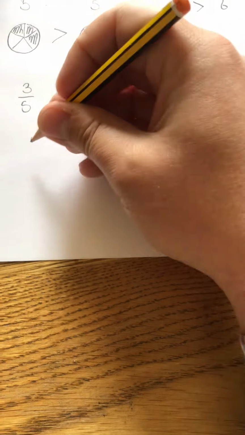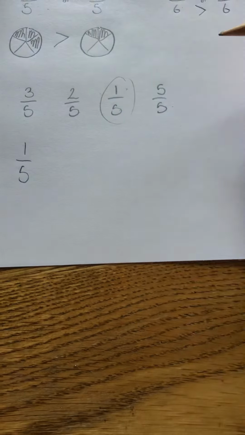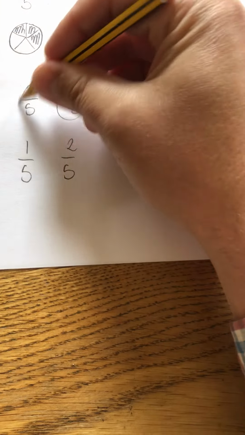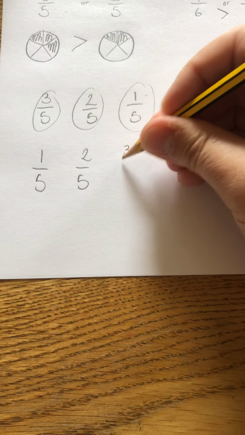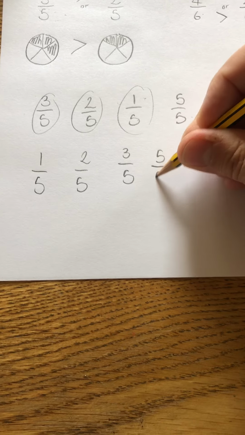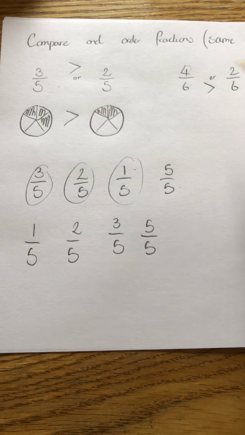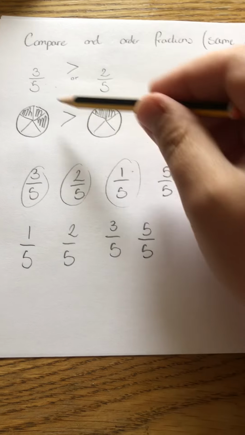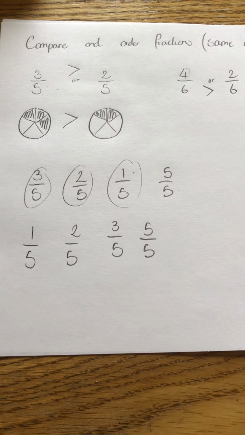So this one, 1/5, is the smallest, 2/5 is next, then 3/5, and finally 5/5, just the same as the whole one. So we've ordered the fractions here with the same denominator, and we've compared the fractions here with the same denominator.